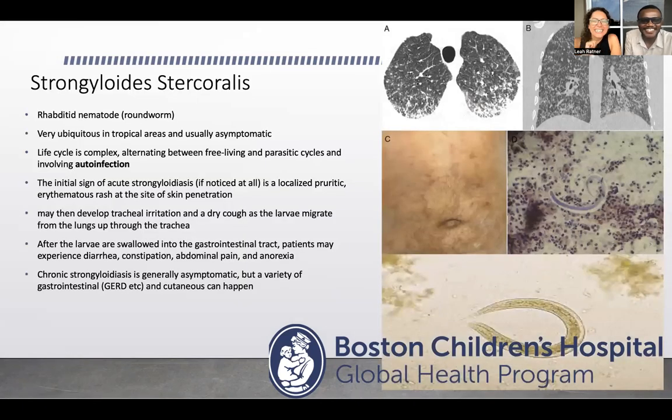Take a drink. Okay, so we're Strongyloides stercoralis. So Strongyloides, often referred to as strongy, is a nematode, as Charles, I think, mentioned earlier. It's very ubiquitous. In fact, I think it's the most ubiquitous nematode. And it's usually asymptomatic, which is why this one can be quite pesky, because it's not until later does it become problematic. It has a very complex life cycle.